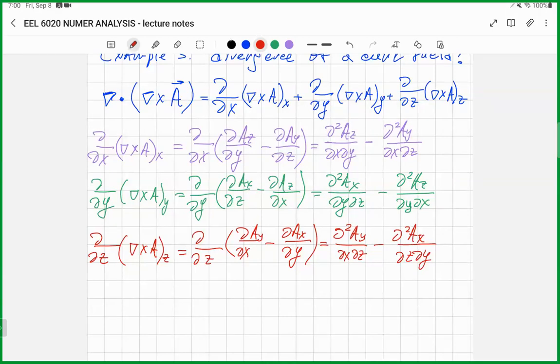Okay, so now the first line says that I need to sum up all these components, but let's look at them. For example, this one here and this one here, they are the same but of different sign.